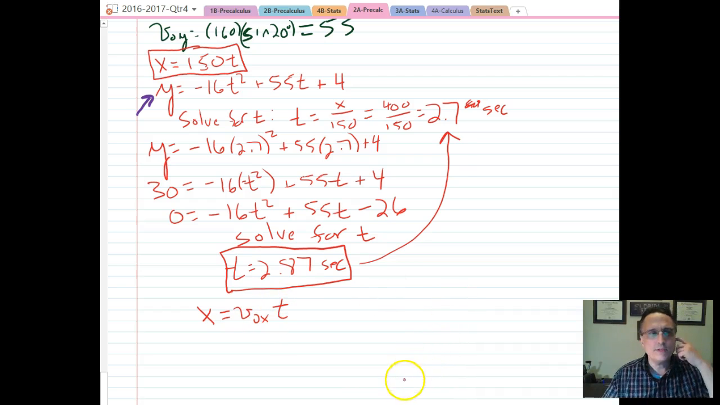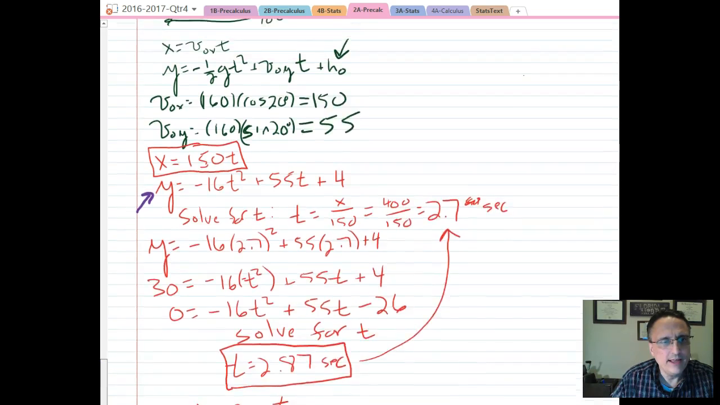Now I know that the ball was hit when it was struck. It had a 150 feet per second velocity in the x direction. That was from the batter hitting the ball. But what I'm going to do now is I want to slow the ball down so that after 2.87 seconds, it has traveled only 400 feet in the x direction.